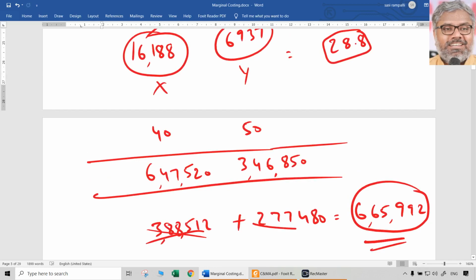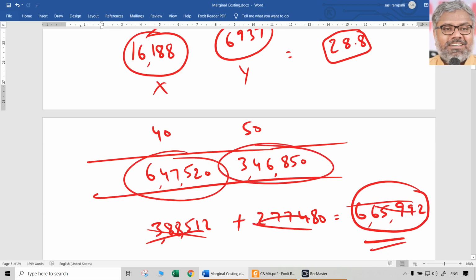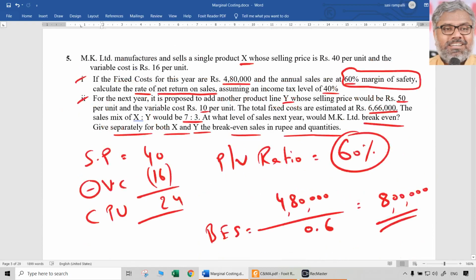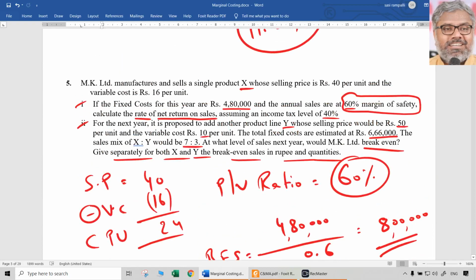This is not required in the examination. But ultimately, what is the break-even sales in value? This is the value, 6,47,520 and 3,46,850. A little bit here and there is no problem. Don't worry about the small rounding errors. The rounding errors are no problem. Conceptual errors and formula errors are the problem. So what was the question? Did we answer it? Always check whether we answered it or not. At what level of sales next year would MK Limited break even? Give separately for both X and Y the break-even sales in rupees and in quantities.